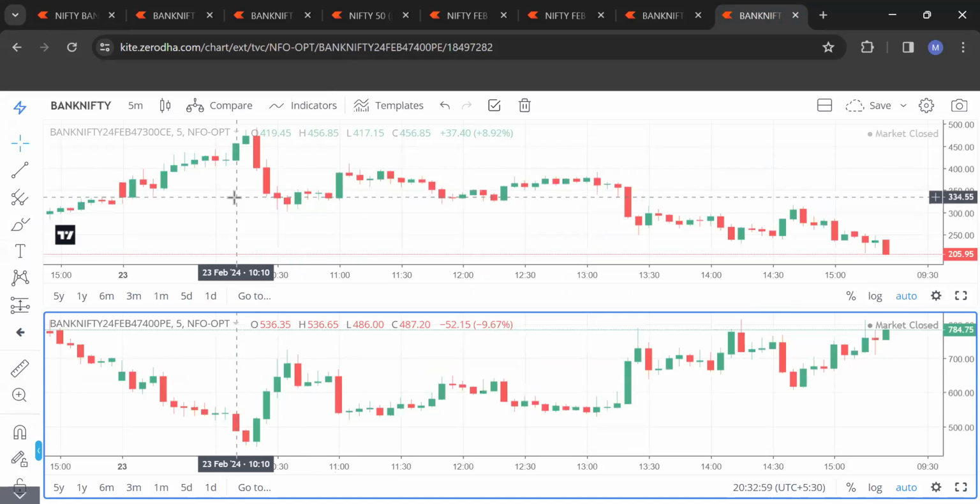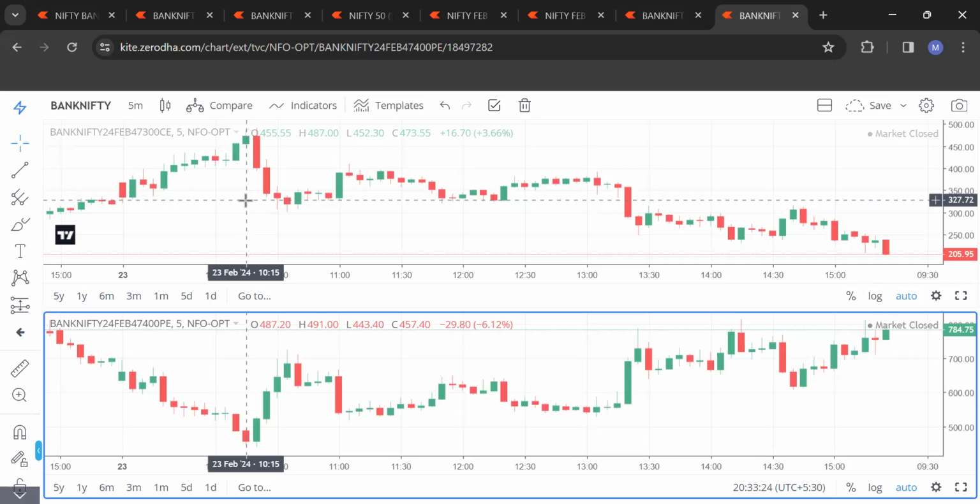Yes, you should. Now see, the call side high is 456 and low is 417, and put side low is 486. So put side low is bigger than call side high. So till now, there is no common point. And now there is a common point.